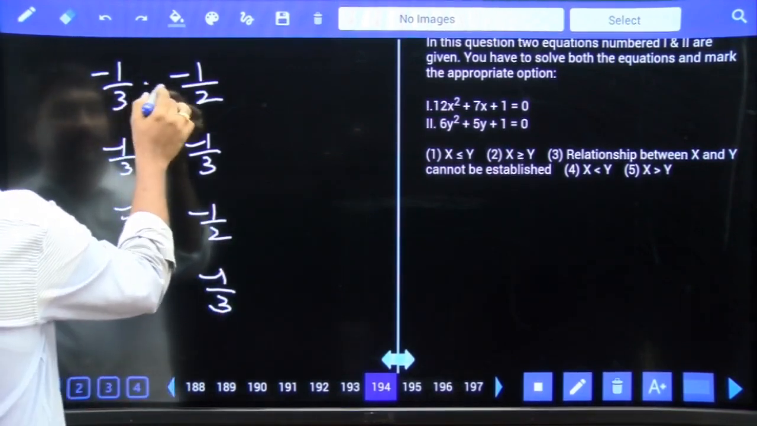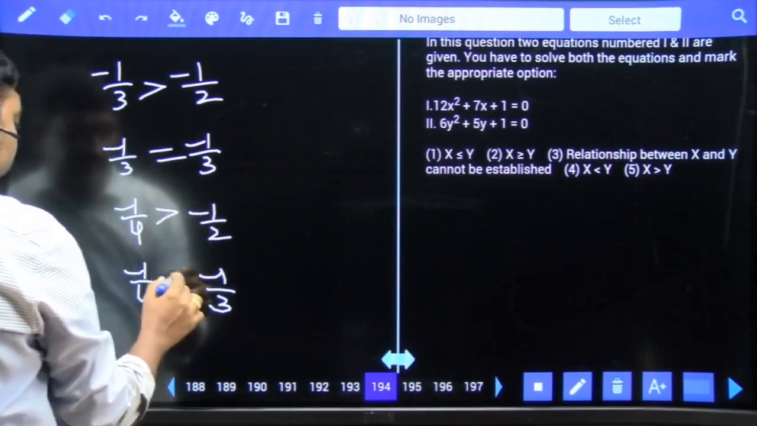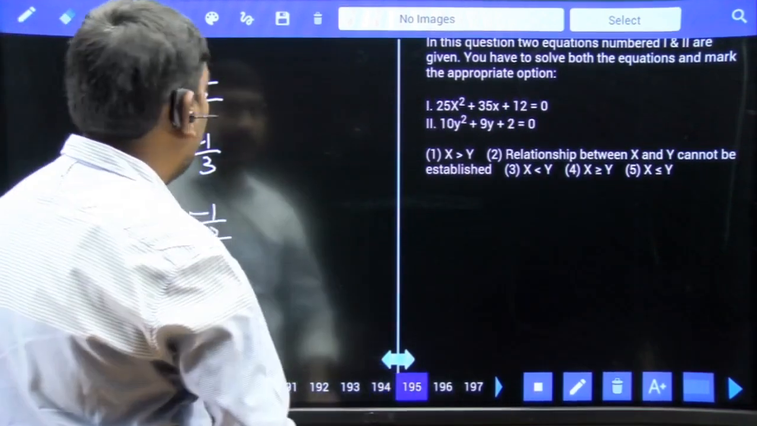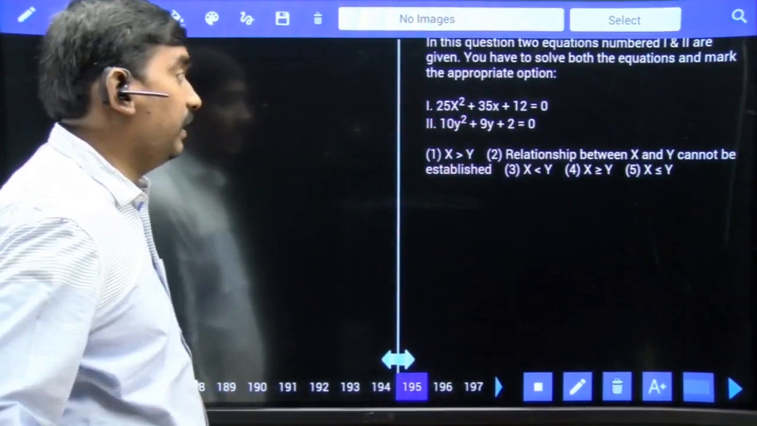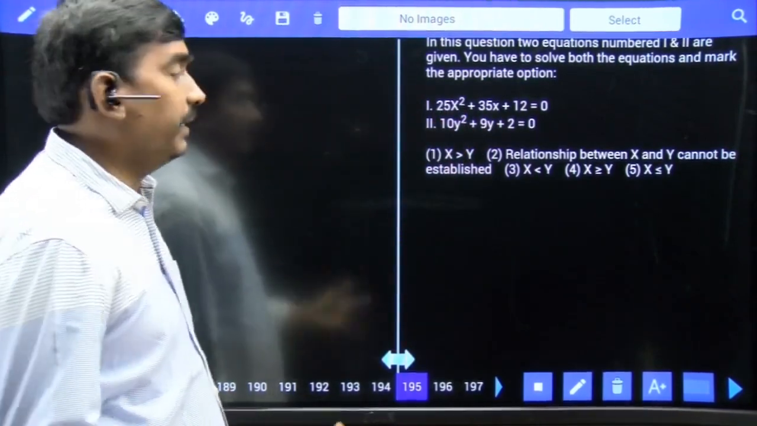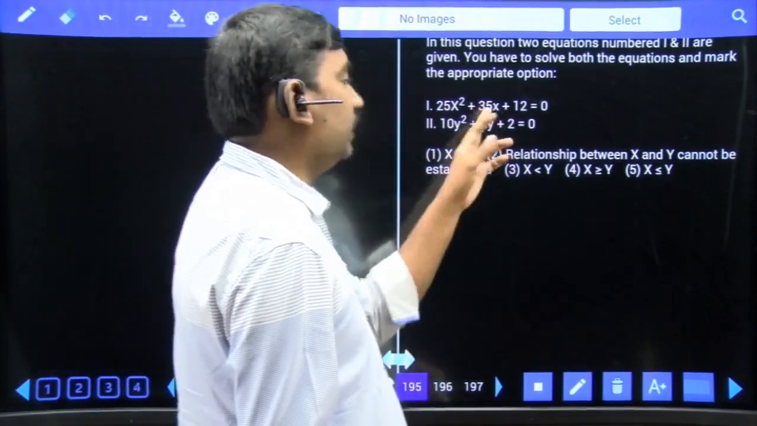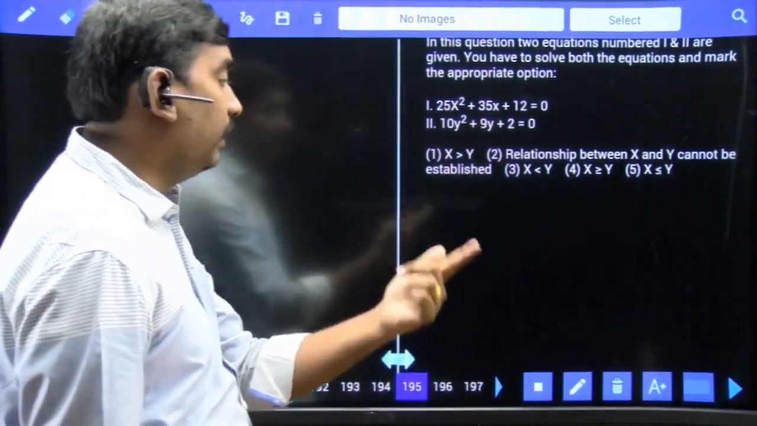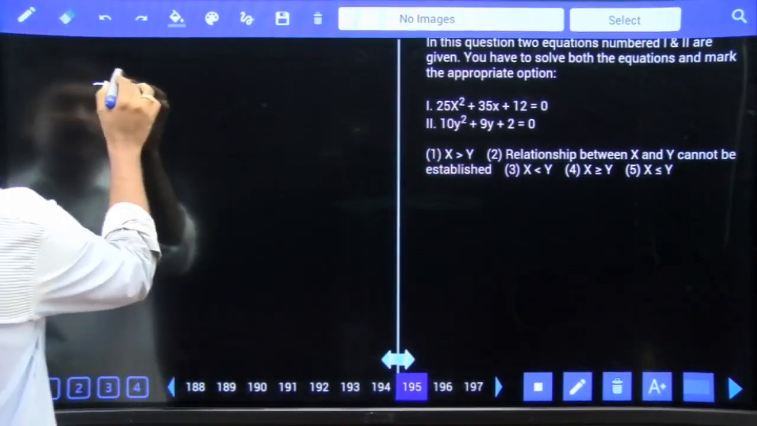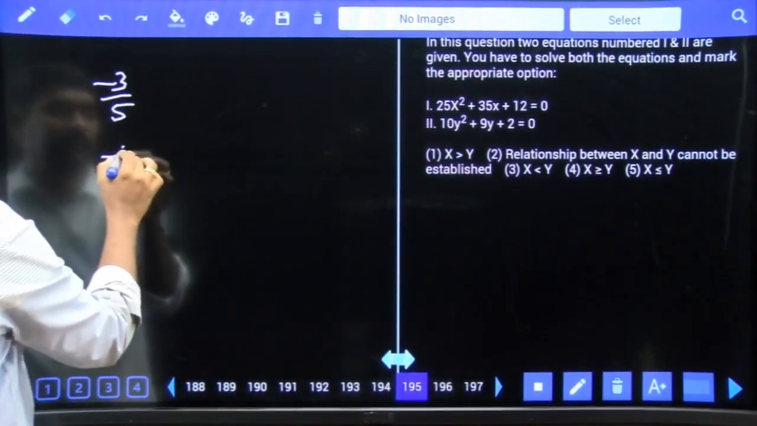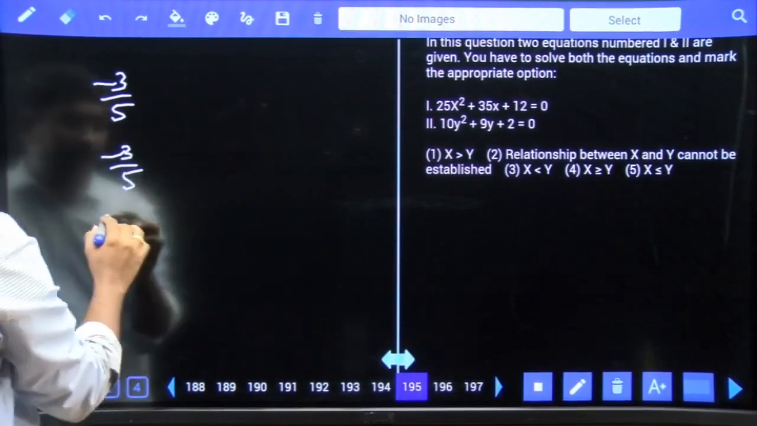x greater than or equal to y. 15 20 times 300 plus 15 plus 20 plus 35. Finally minus 15 minus 20. So minus 15 by 25 means 3 by 5. Minus 20 by 25 means 4 by 5.